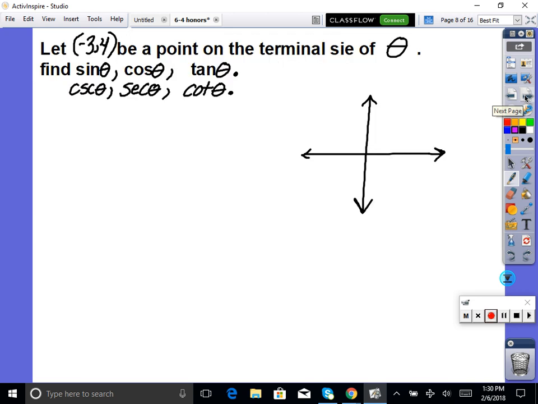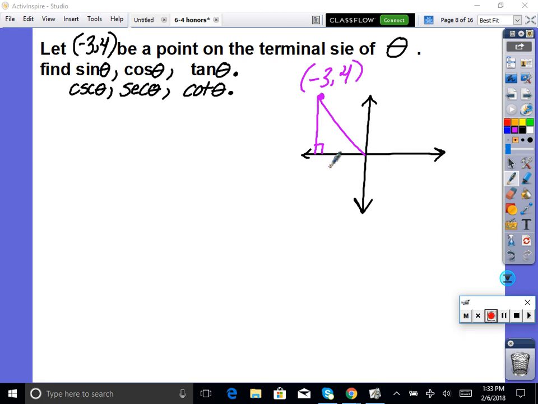Okay, here we go. So let's see if you can do this one without my help. It says, let negative 3 comma 4 be a point on the terminal side of theta. Find sine theta, cosine theta, tangent theta, cosecant, secant, cotangent. Ready, set, go. You guys there? Okay, so pretty easy stuff.